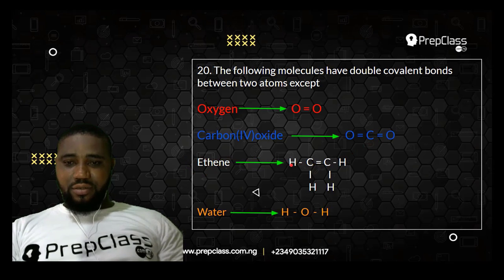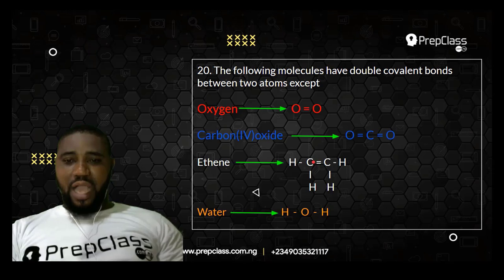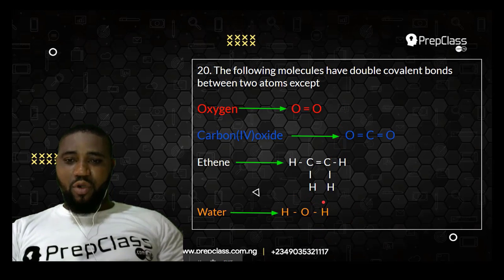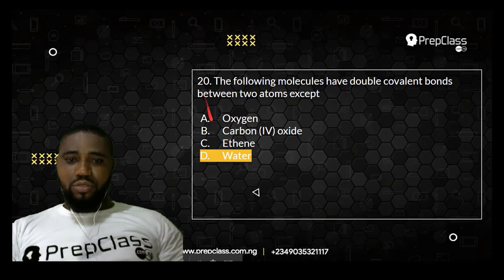Ethene. You can see that there's a double bond between the carbon-carbon linkage. You can see the double bond here, the unsaturated nature of ethene. And the last one, water. There's only a single bond between the oxygen and each of the hydrogen atoms. Only a single bond. So the correct option is what? Water. Only water does not have a double covalent bond. And that is why the correct option to this is option D, water.